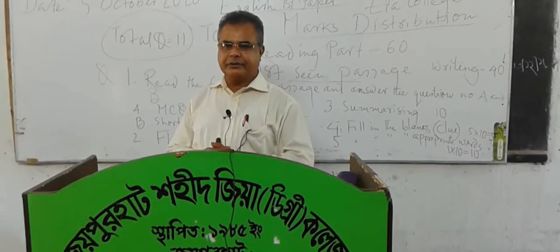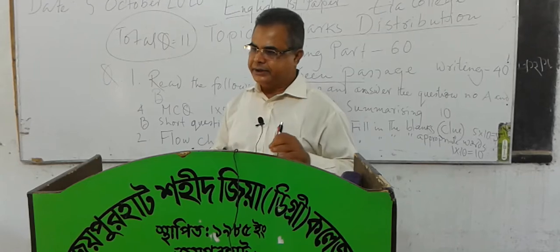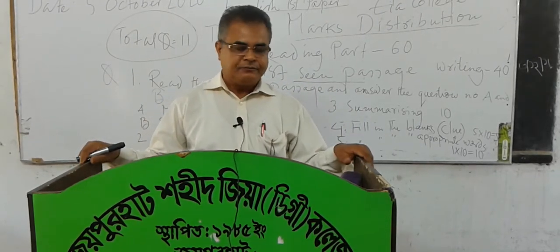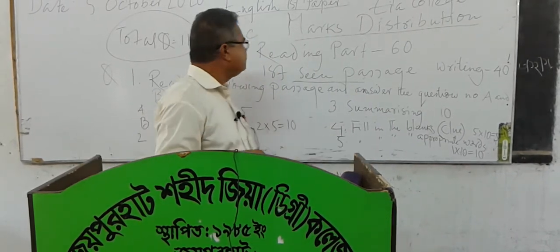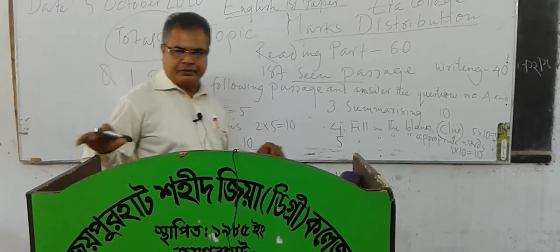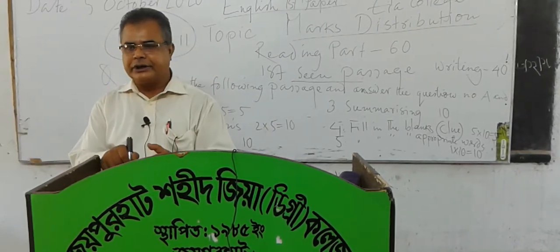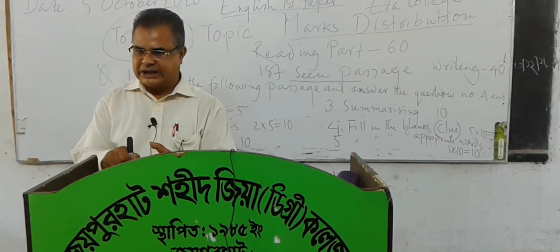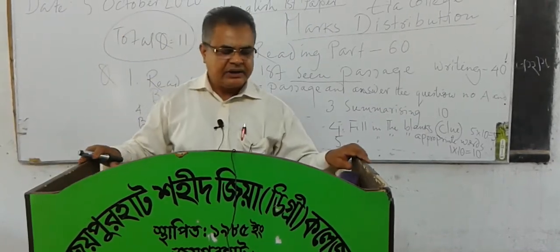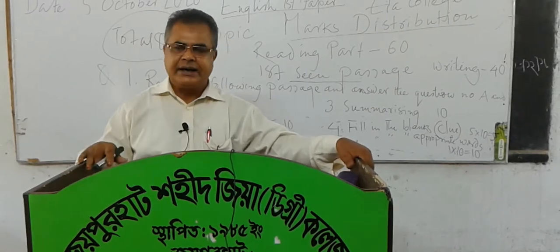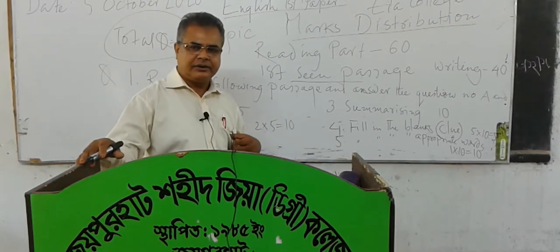Dear class, from your reading part, you will have to answer from question number 1 to question number 6. And now I am presenting you the marks for each question. Question number 1, part A, MCQ. You will have 4 alternatives. Out of 4 alternatives, you have to choose the correct one. This question contains 5 marks. And in part B, you will have to answer 5 short questions. Each question carries 2 marks. That is a total of 10 marks.